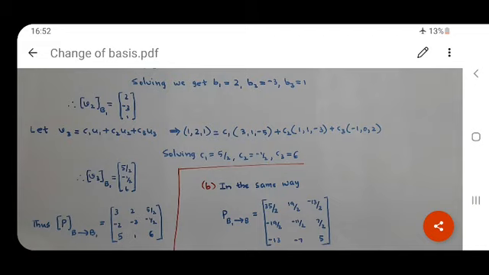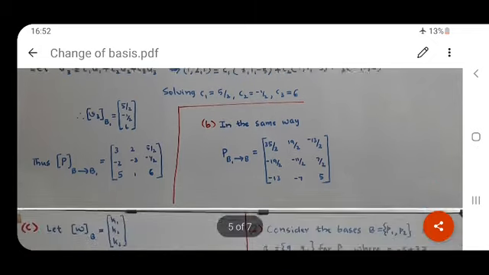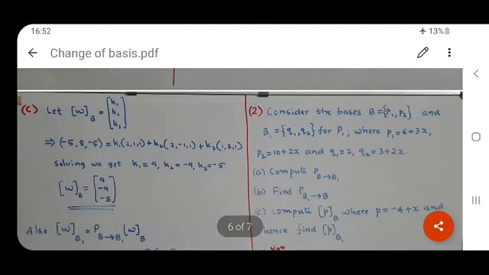Similarly, we can compute the transition matrix from B1 to B, and it is given here. As for the third part, let us assume the matrix of w relative to B is (k1, k2, k3). So we have again a system of 3 linear equations in 3 unknowns. Solving it, we will get the matrix of w relative to B as (9, -9, -5).